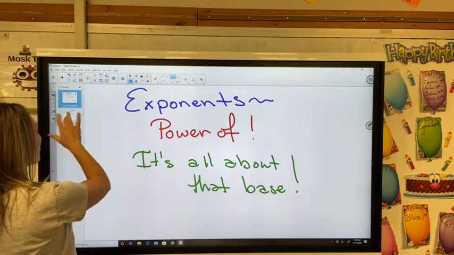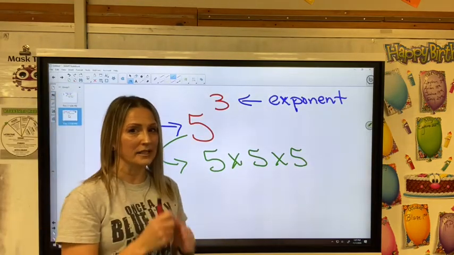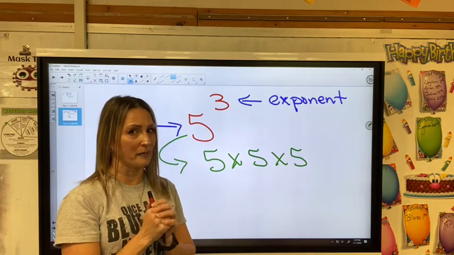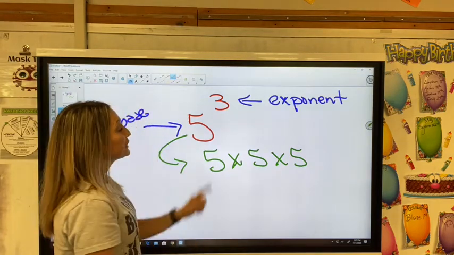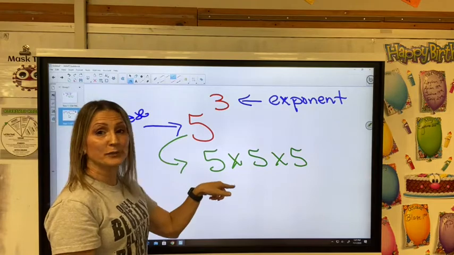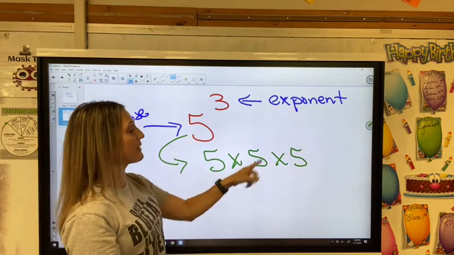I think my board may be, it is the day after Halloween, so I'm not really for certain. So this is what it means when you want to simplify it. It's 5 times 5 times 5.